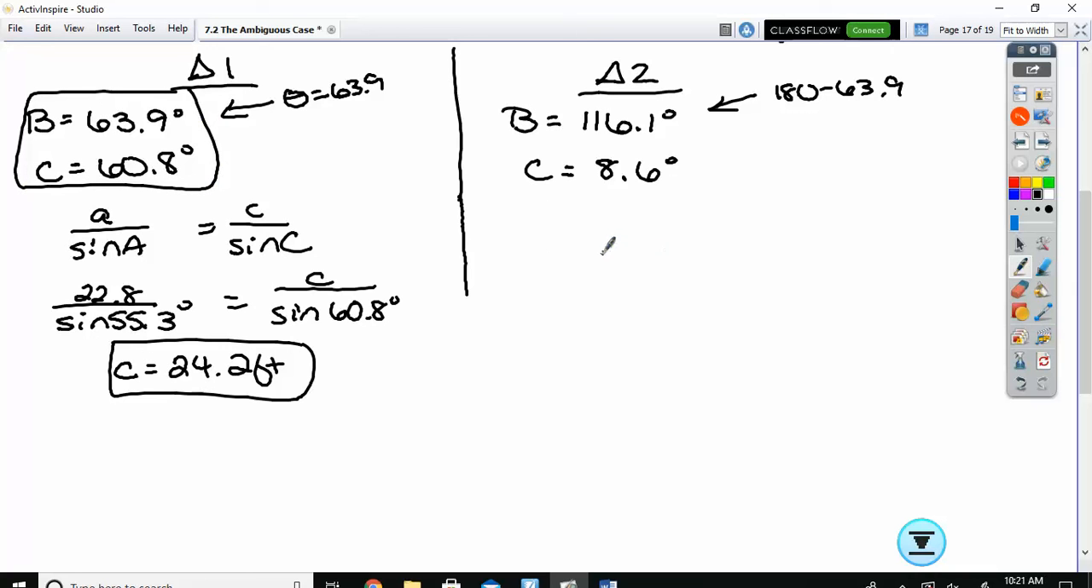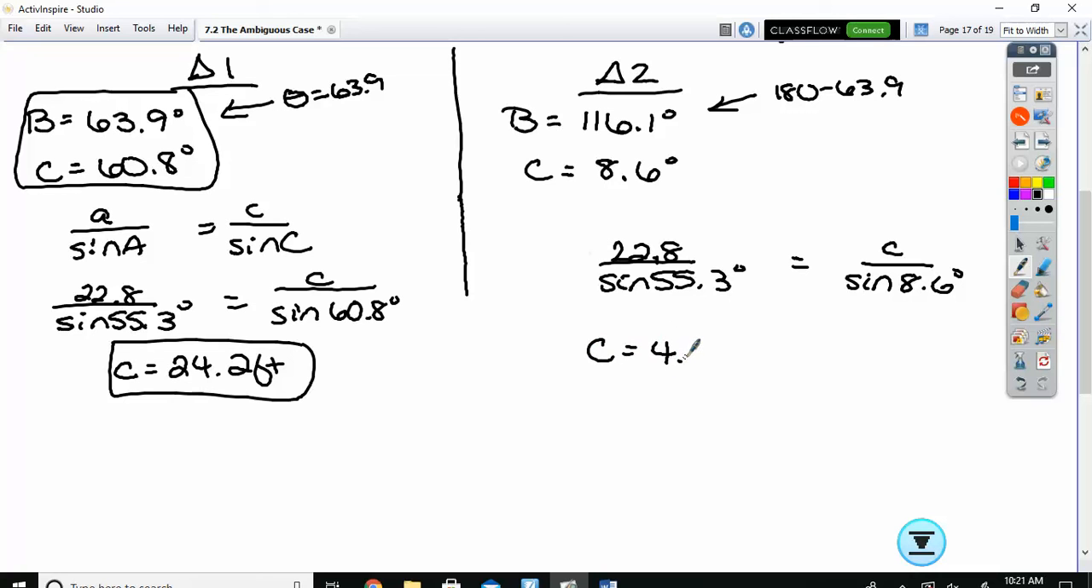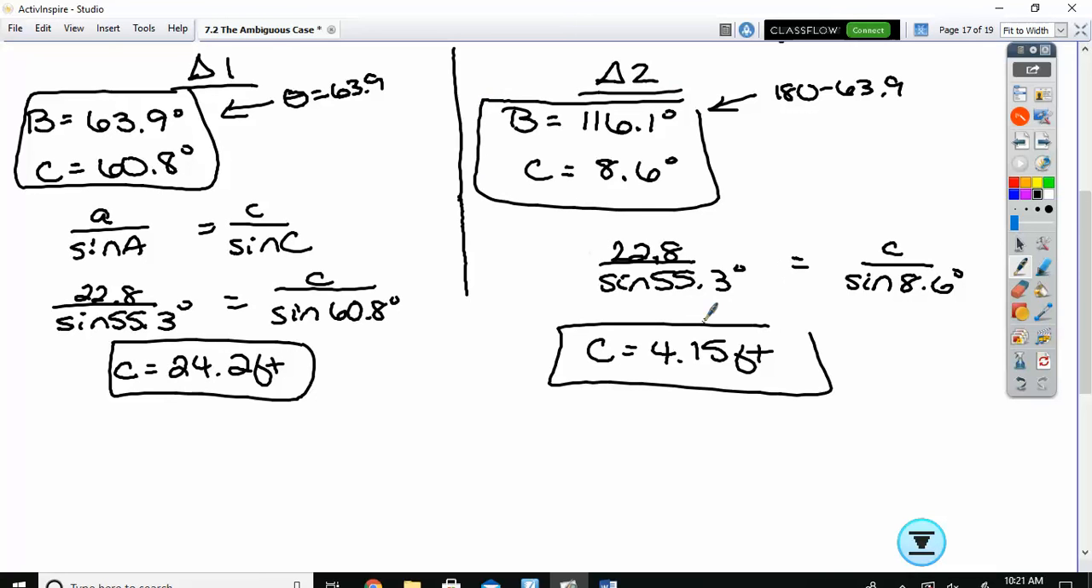To find your side in the other triangle, it's going to be set up the same way. The only change is the angle C is 8.6 this time. In this case, you get 4.15 feet. Any questions?